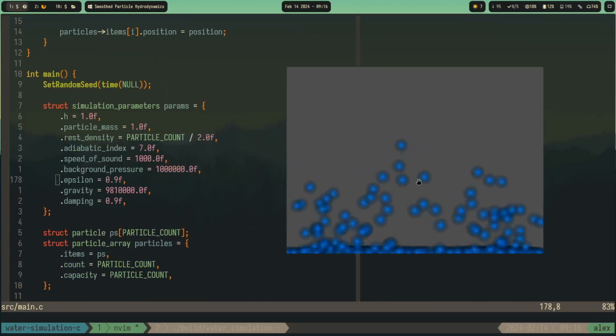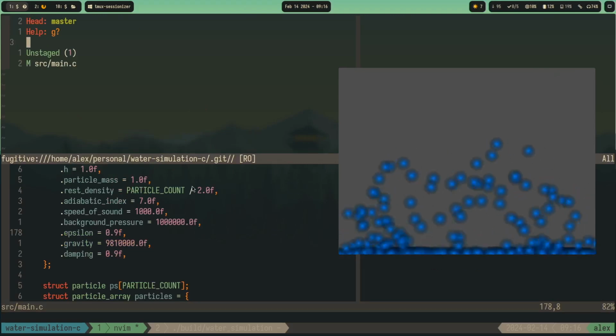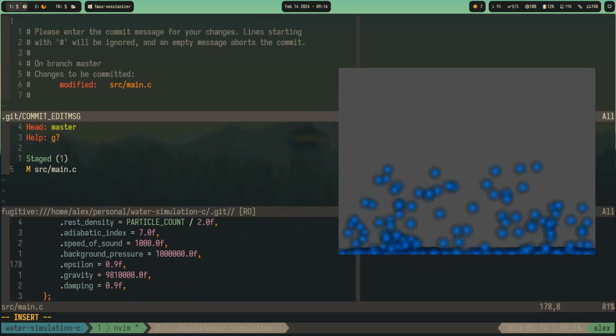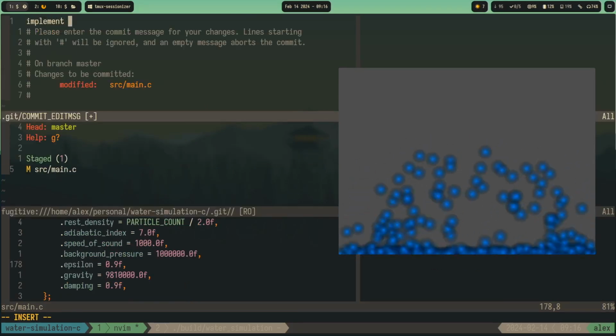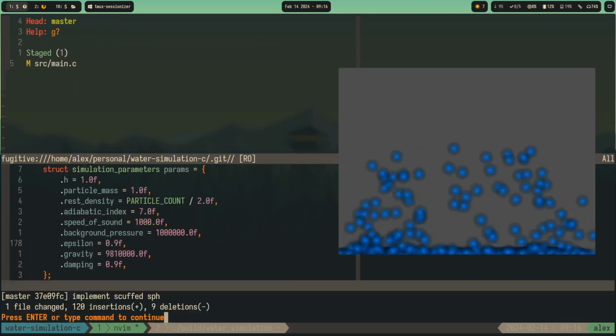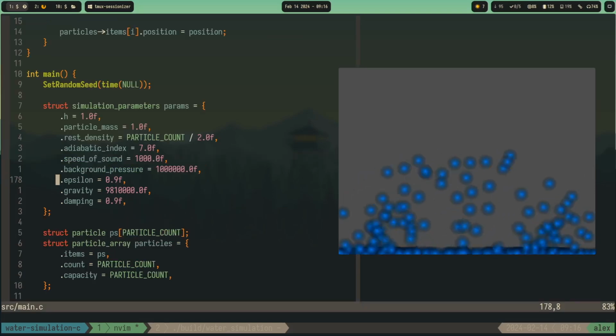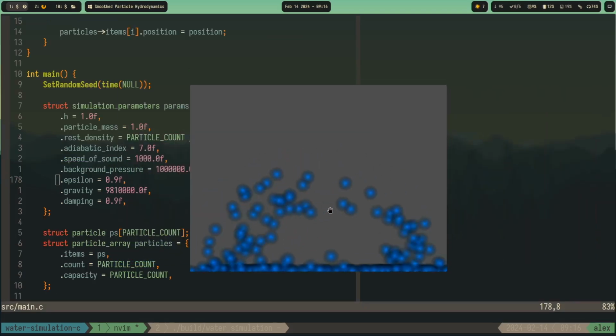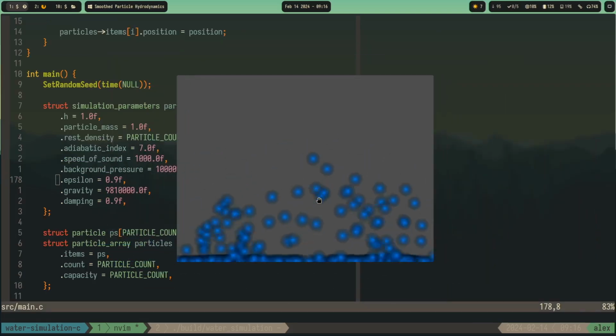Well, let's say something like implement scuffed SPH, I think it's called. So yeah, I'll create a repo and see you next time.